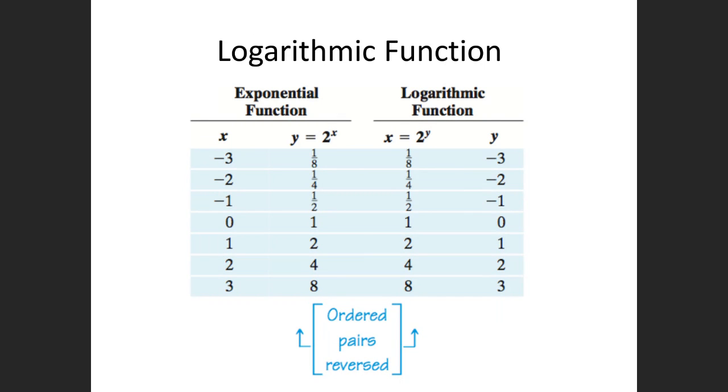If my input here is -3 for my exponential function, look what I get here: 1/8. Now, if I have my output as -3 for the log, do you see that my x value is 1/8? They're opposites. If my input is -2, my output is going to be 1/4. And for my log function, if my input is 1/4, then my output is -2. So these are reverse values, and this is just to show you how these two functions are inverses, or opposites, of each other.